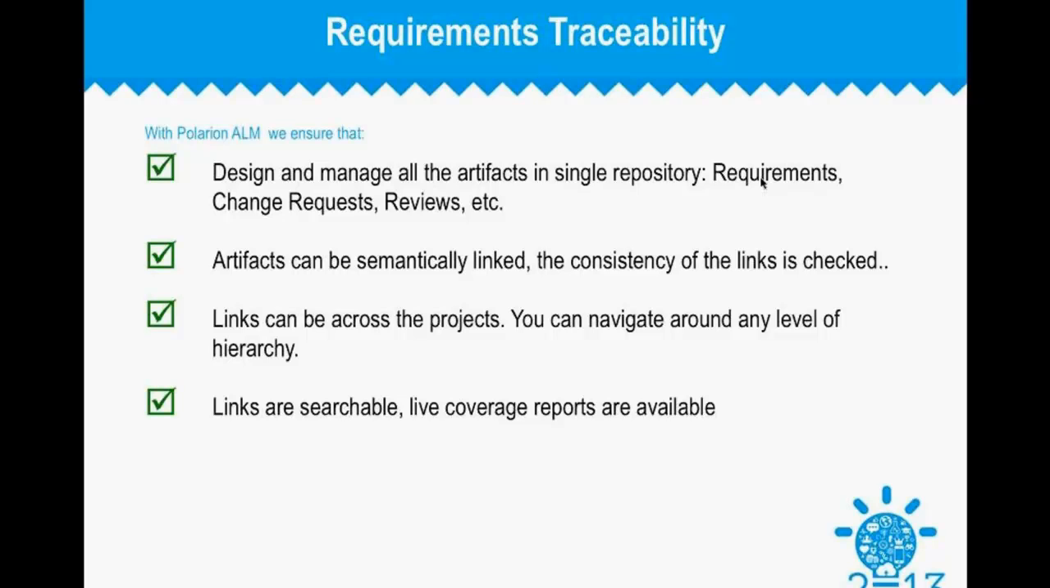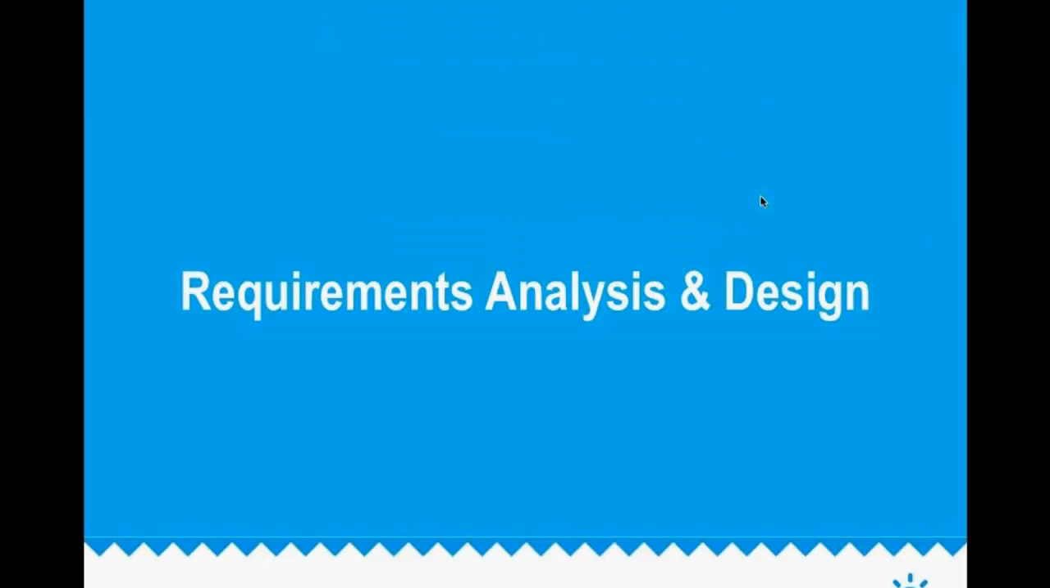So I can ensure that a requirement can be closed only if a test case that is linked with the role verifies has been executed. Links can be across the projects. You can navigate around any level of hierarchy. And links are searchable, so you can generate all different live coverage reports that are available to all the users. So that's just the basic introduction about traceability, why the traceability is so important.